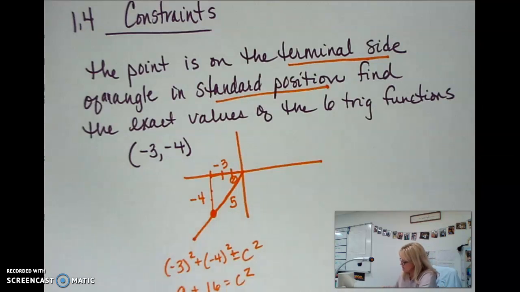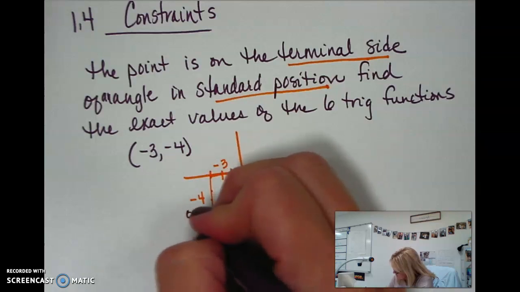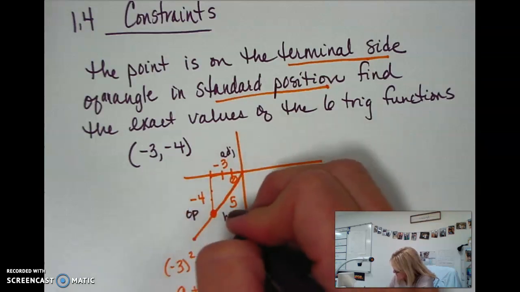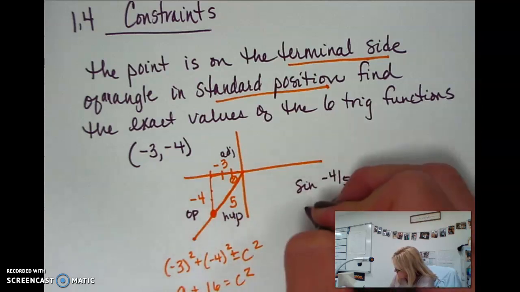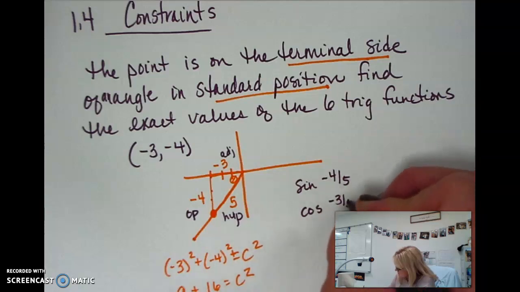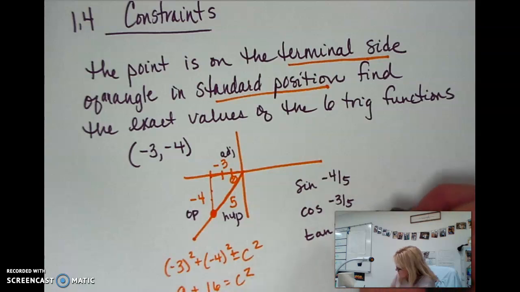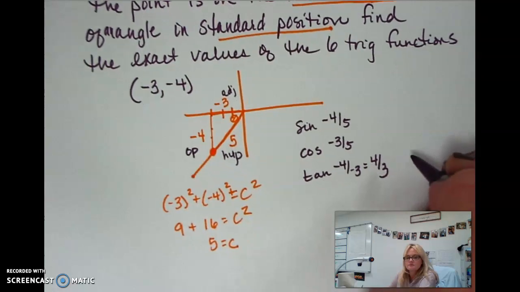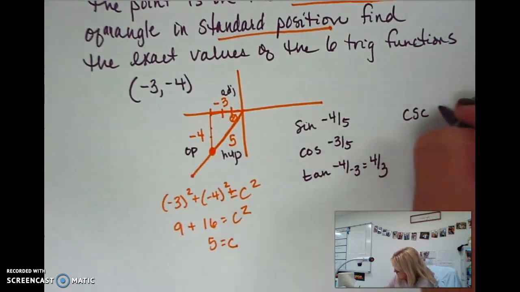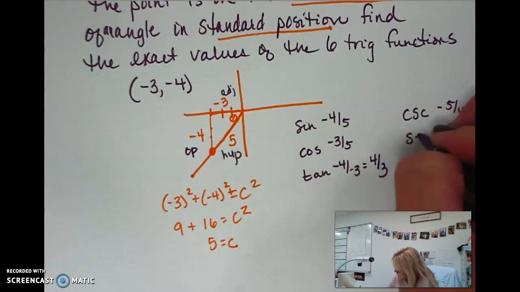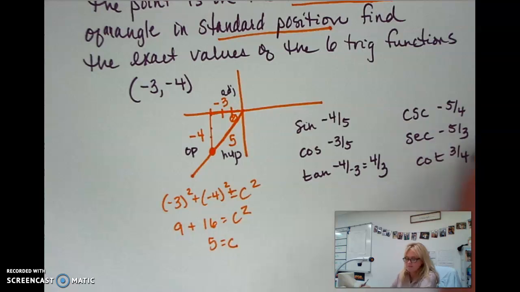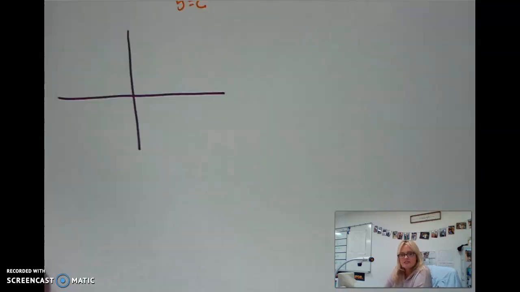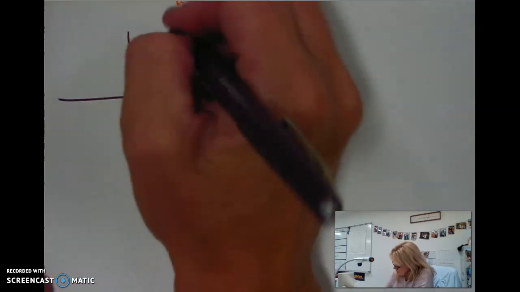And so now if I label my sides, opposite, adjacent, hypotenuse, sine is soh, cosine is cah, tangent is toa, and we want to make sure that we make that a positive. Cosecant is negative, the reciprocal. Secant is still negative, and the reciprocal, and cotangent is greater.